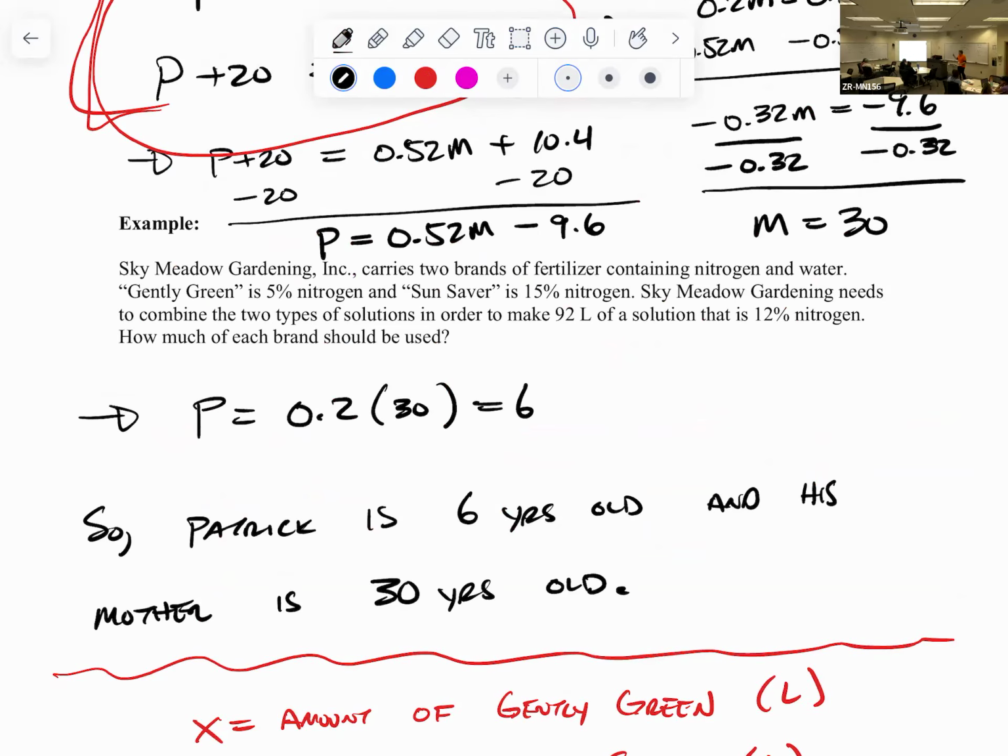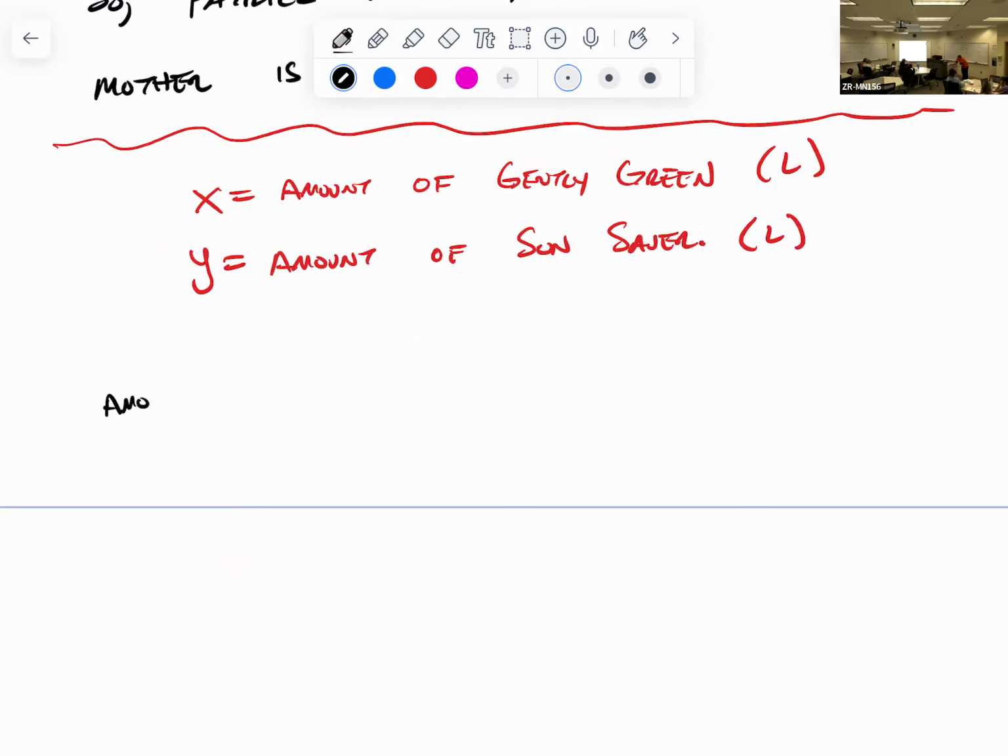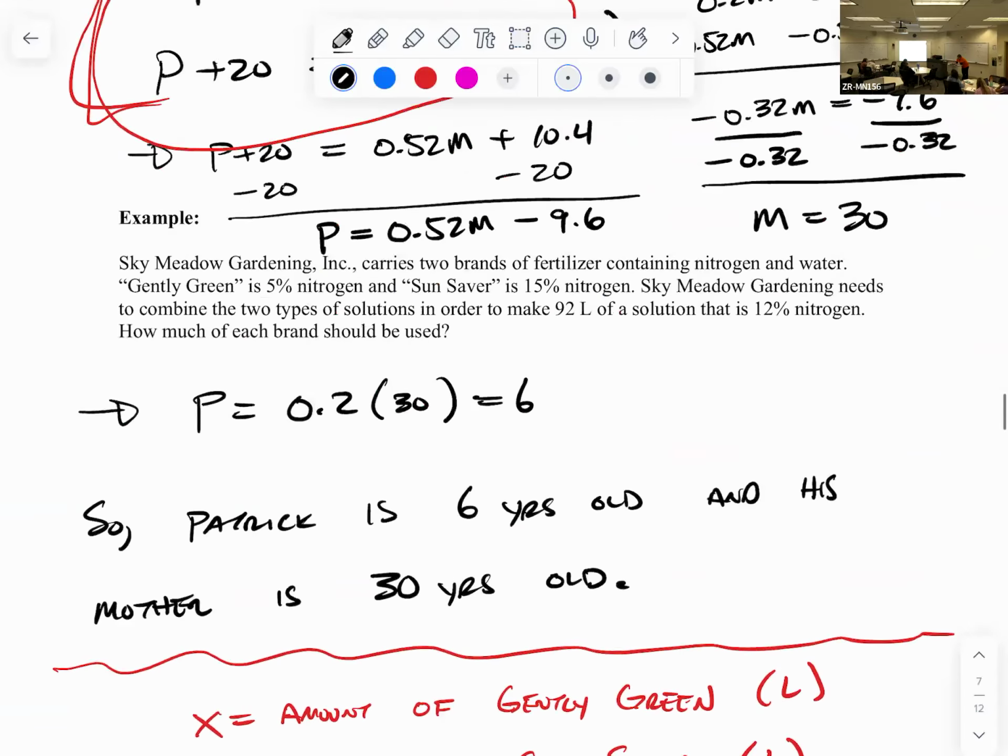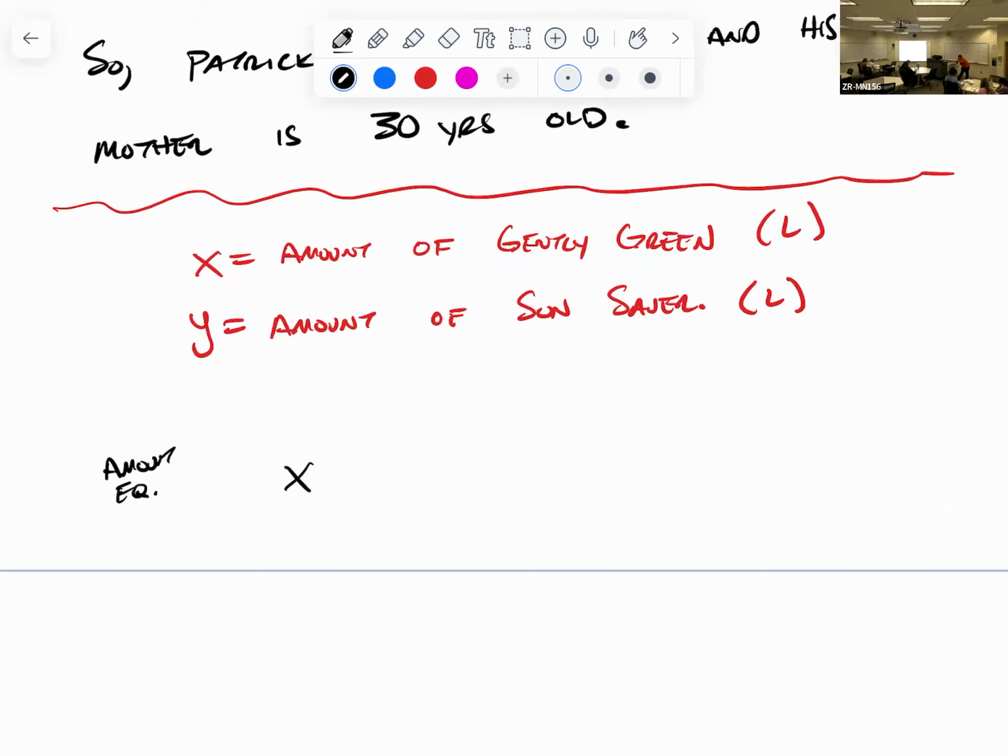Our equations: this is a mixture problem and it's very common. Combining two of anything always has basically the same setup. First, create an amount equation. The amount of Gently Green plus the amount of Sun Saver will create a total amount, and we actually have a number for that: 92. So that's our easy one.